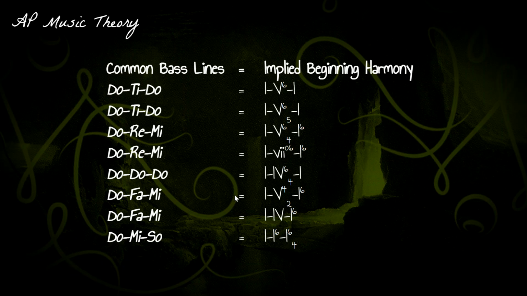We have do, do, do, meaning the tonic, the subdominant in second inversion, and the tonic. We have do, fa, mi, which can either be the tonic to a seventh dominant third inversion to the first inversion tonic, or it can be a tonic to a subdominant to a tonic in first inversion. Do, mi, so usually means it's all tonic: root position, first inversion, and second inversion.